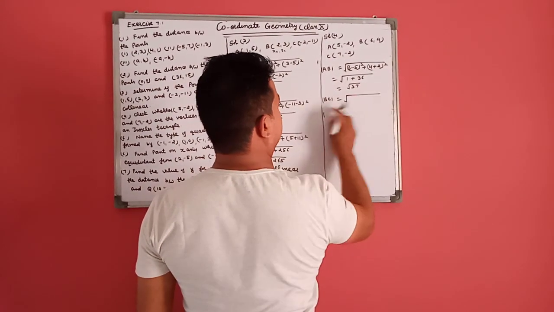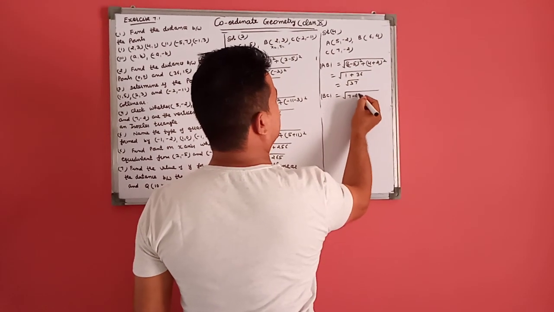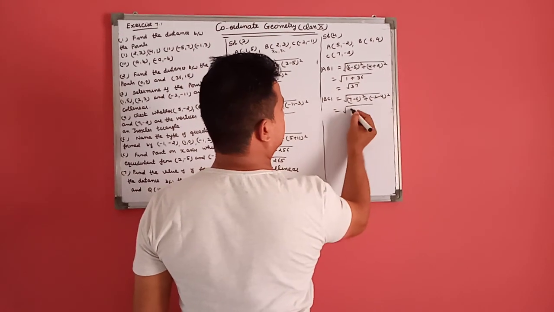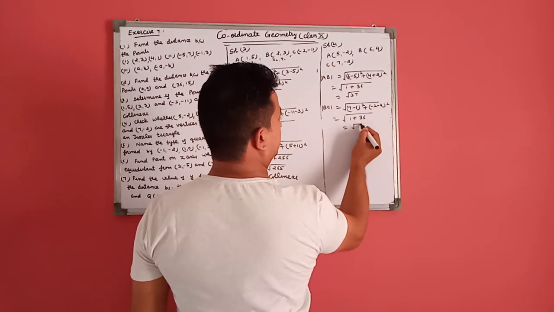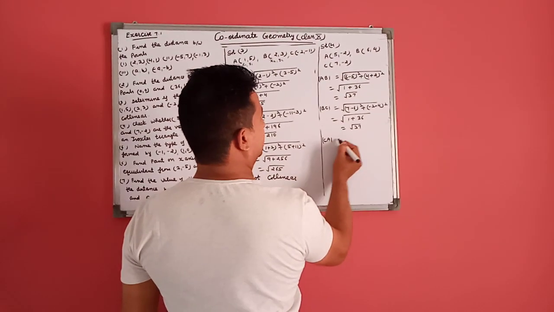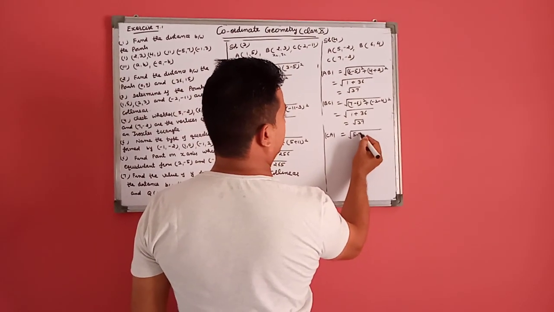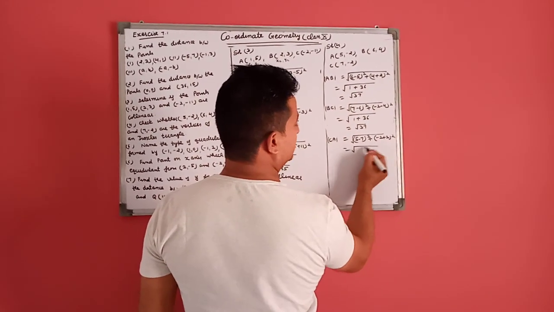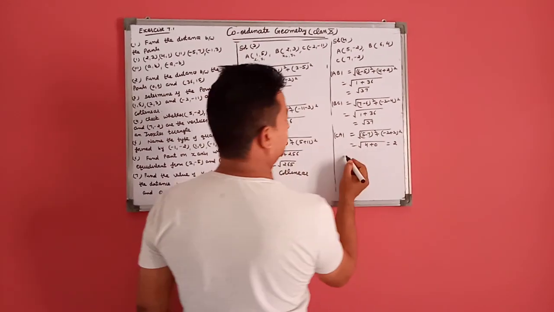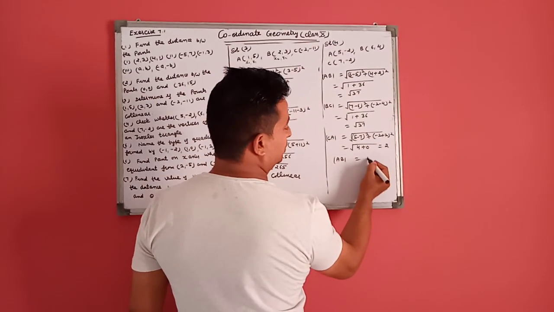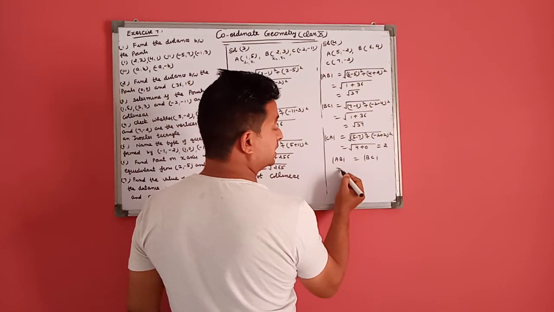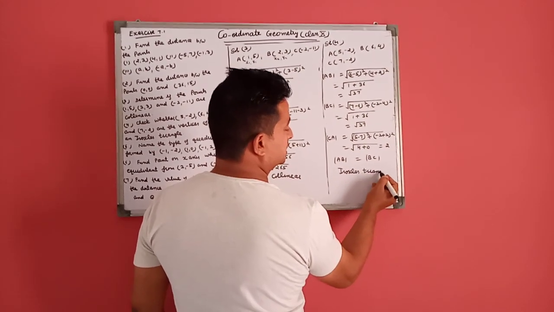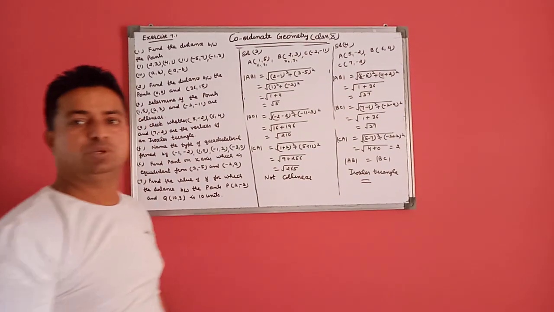In BC, x2 is 7, x1 is 6, y2 is 2 and y1 is 4. This means 1 plus 36, square root of 37. In CA, (x2 minus x1) whole square plus (y2 minus y1) whole square. This becomes 2 whole square, 4 plus 0, equal to 2. In this, AB equals BC. This means the two distances are equal, so it is an isosceles triangle. This is the solution of question number 4.